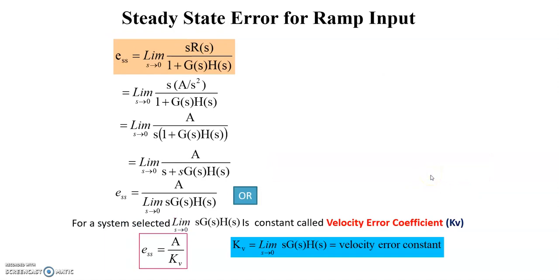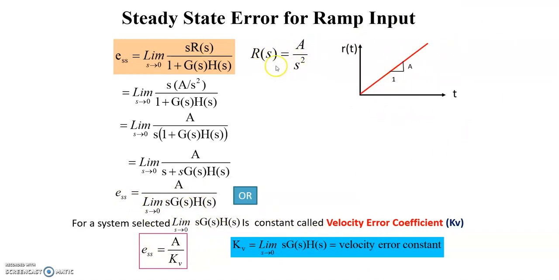So next one is the ramp input. Instead of R of s, you can substitute A by s square. After we substitute A by s square and rearrange, we get ESS is equal to A by limit s tends to 0 of s into G of s into H of s. For a system, this one you can assume is nothing but the velocity error constant Kv. So what is ESS? A by Kv. This is the response for ramp input.